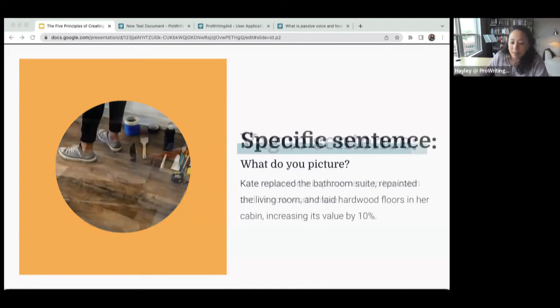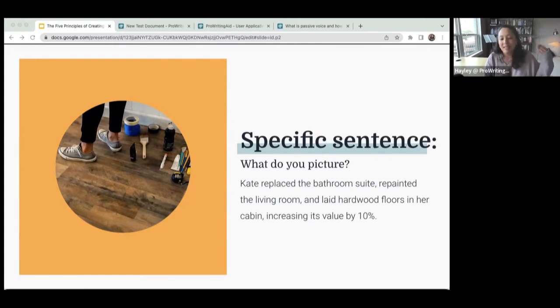So now if we have a more specific picture, we can kind of guess what we're saying. So we can now see Kate replacing the bathroom, repainting the living room, laying hardwood floors, increasing its value by 10%, right? Now we have a very, very clear picture of what Kate is doing. We might argue in the chat over whether she's painting the living room green or gray or white, but it's not really going to matter for the understanding of the sentence. Or if it does, you could just add it back in.